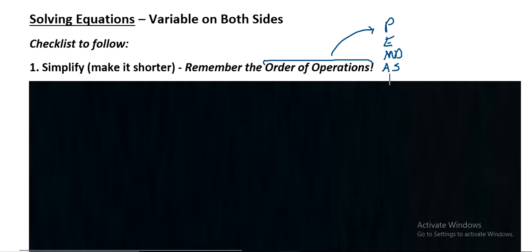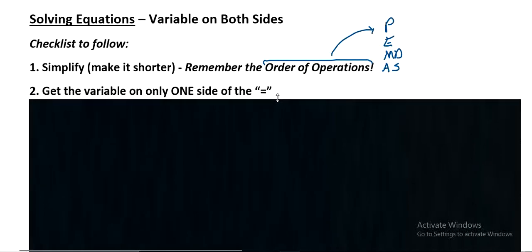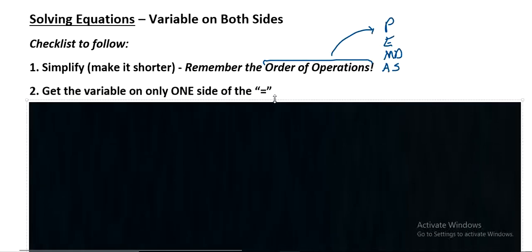All right, after you simplify it, the next step you want to take in the checklist is to make sure the variable is only on one side of the equal sign. We don't want to have X or whatever letter on both sides. Got to move it, typically by adding or subtracting the term, so it's only on one side of the equal sign.